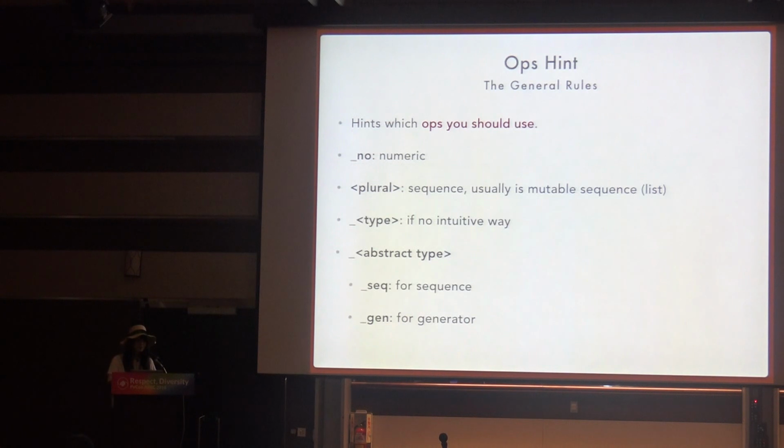Let me give a simple summary so far. The operation hint actually hints at the operation you should use. Number for numeric. Plural for a sequence, usually a mutable sequence like a list. If you know the intuitive way, you can use an underscore type. You can also use an abstract type like sequence or generator. They are not actual types, but they mean that the operation set is supported.